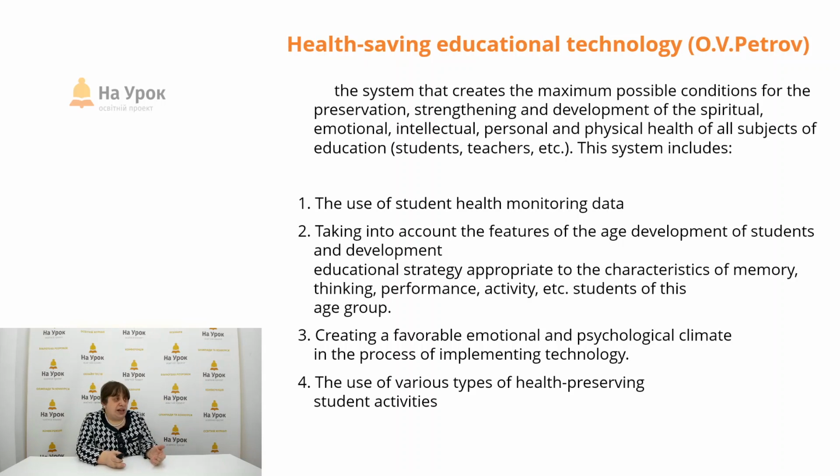This system includes, yes, the use of student health monitoring data, taking into account the features of the age development of students, and development of an educational strategy appropriate to the characteristics of memory, thinking, performance, all the psychological processes, creating a favorable emotional and psychological climate in the process of implementing the technology. In the classroom, there should be a positive psychological climate. The use of various types of health-preserving student activities.